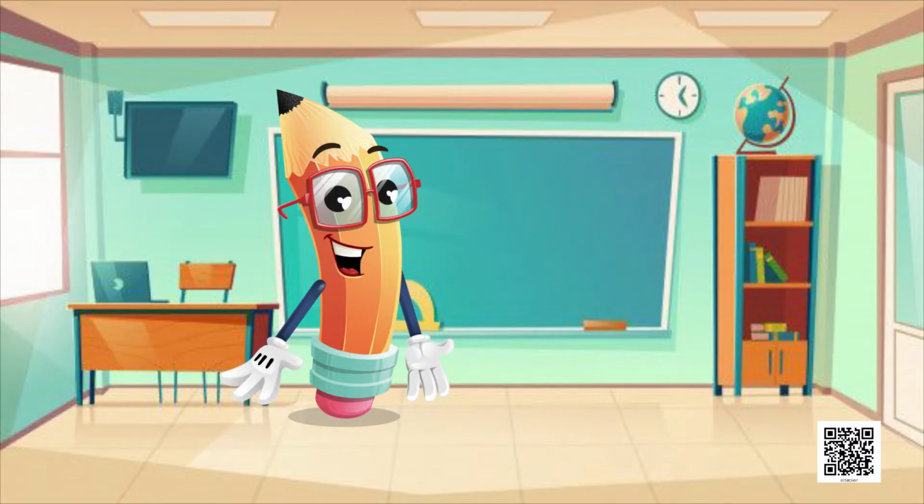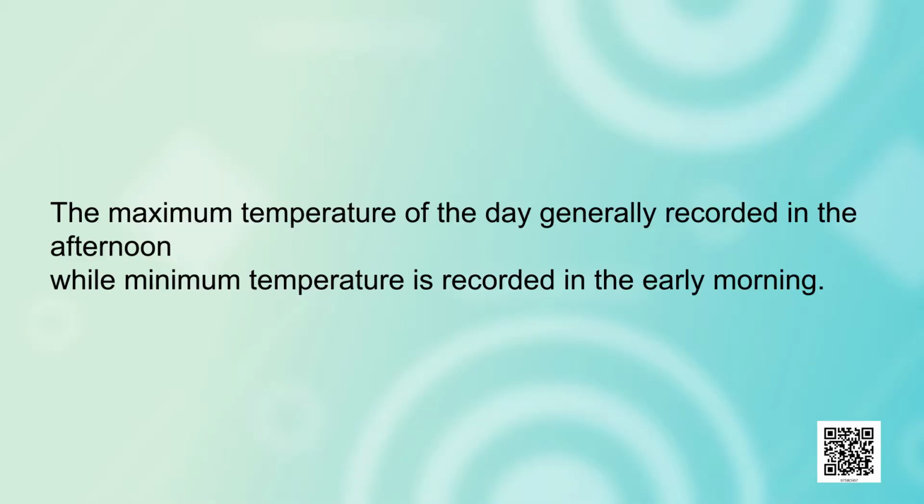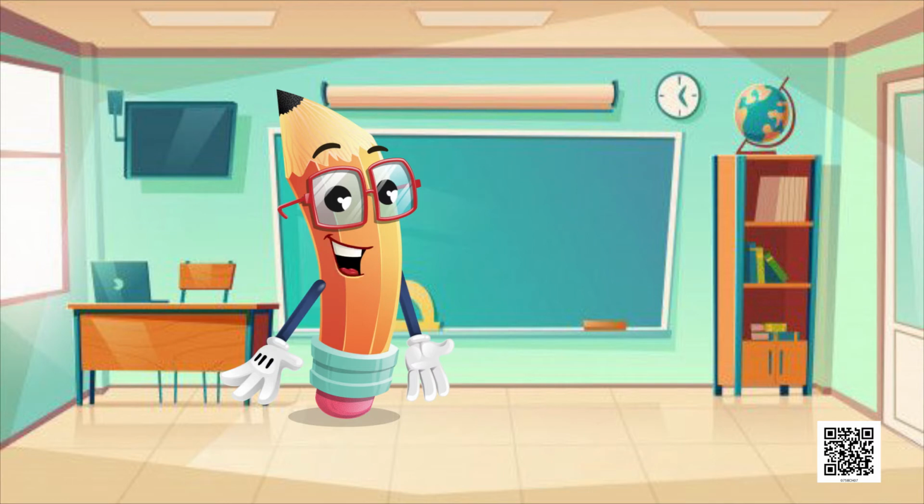Children, if you remember, we have studied earlier that to measure the maximum and minimum temperatures of a day, a special kind of thermometer is used, and this thermometer is called the maximum and minimum thermometer. Do you know that the maximum temperature of the day is generally recorded in the afternoon, while the minimum temperature is recorded in the early mornings? So, now you understand why in summers we feel so miserable in the afternoons and comparatively comfortable in the early mornings.